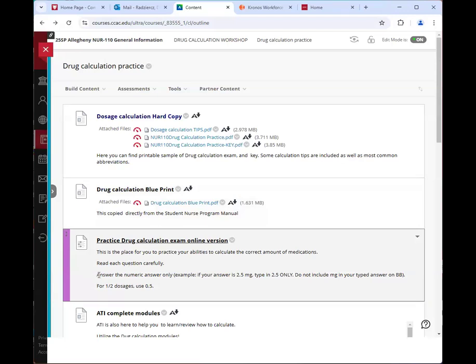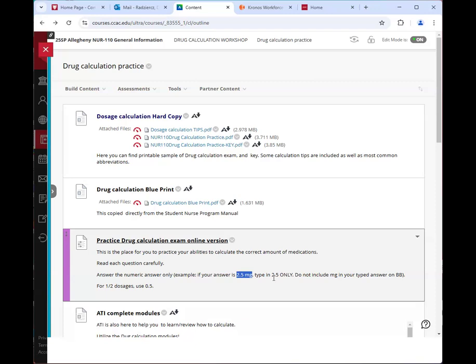So it says to answer the numeric answer only. You want to make sure you read the directions before you take your test and make sure that you know: do they want just the number? Do they want the number and the unit? Do they want you to write number space unit? It should be told to you before you take the test. It shouldn't be a challenge. Like I gave the example, if your answer is 2.5 milligrams, you're just going to type in the numerical part only, just 2.5. And that holds true for this.